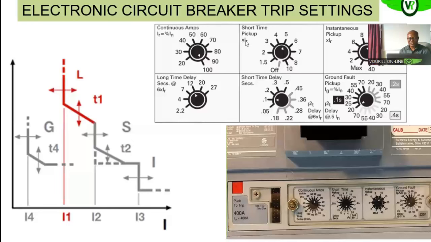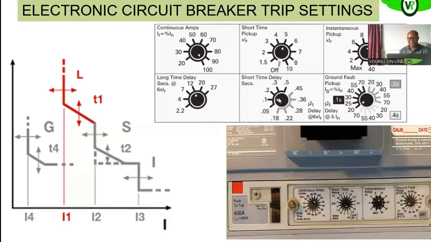Here is calibrated to give you multiples of the continuous amp rating. So if, for example, we are taking 5, it means 5 times our continuous amp rating. Our continuous amp rating, which is 50% of 1000, as we earlier agreed, is 500. So if the breaker sees 5 times 500, which is about 2500 amps, the short time pickup will set in.